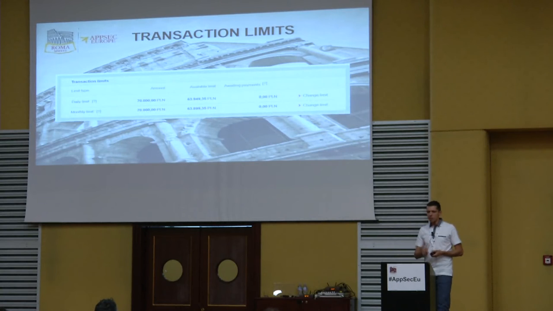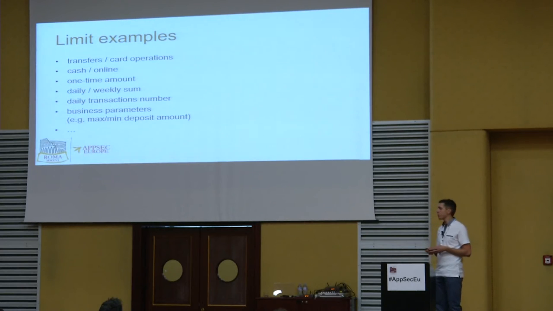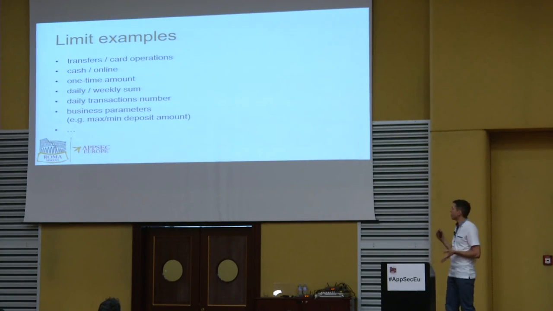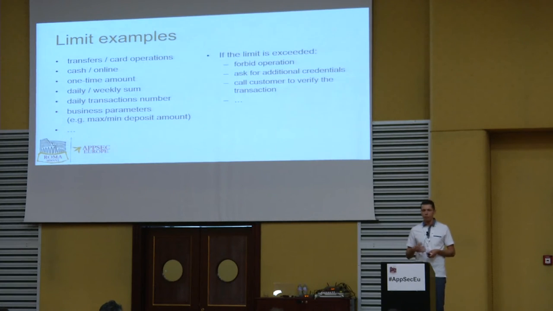The next security feature is transaction limits. The user or bank can define limits, and the system will not allow a transfer when those limits are reached. So here we have limits for a transaction above a given sum. Usually we can have many kinds of limits in an internet banking system, like a limit for transfers, for card operations, for cash operations or online. We have limits for one-time operations, or weekly, or daily, or monthly, etc. If the limit is exceeded, then our internet banking application can forbid the operation, can ask us for additional authorization, additional credentials, or for example, a consultant from the bank can call us to verify the transaction.